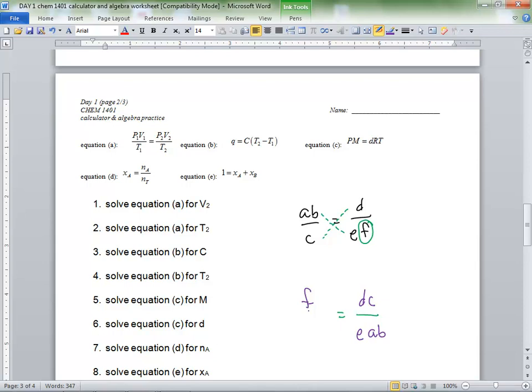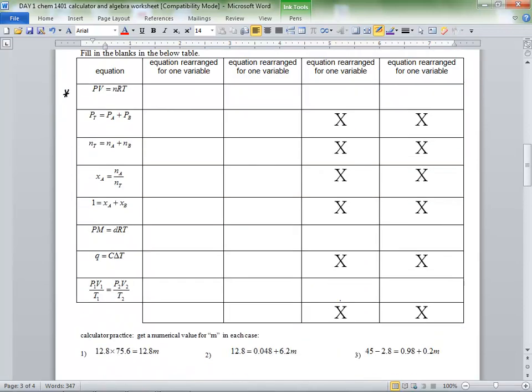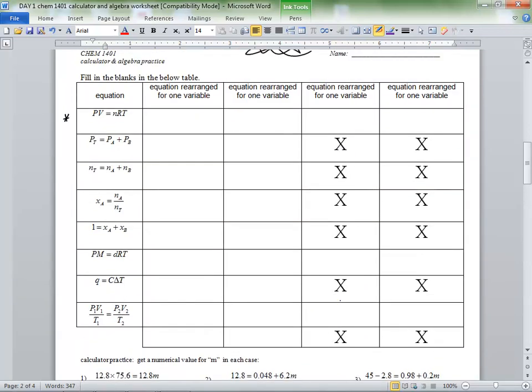So that's the game we're pretty much playing for multiplication and division. It's a little bit different for addition and subtraction. But okay, so let's try this for real here. Dulce, pick a variable, PV equals NRT, just pick one. N, okay, we are going to solve for N, Jonathan. What are you gonna do?